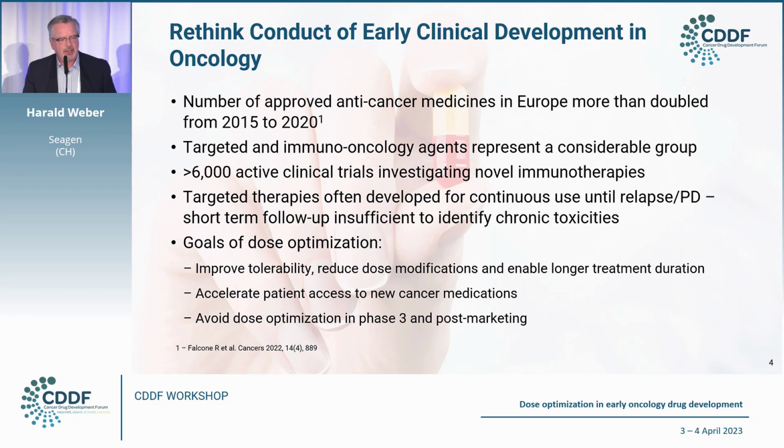So if we rethink how we conduct early clinical development in oncology today, I think the current situation is characterized by significant changes, as you all know. The number of approved anti-cancer medicines in Europe has more than doubled in only 5 years. And many of these agents are targeted agents, new molecules, with new modes of action characterizing these new drugs. And we have, at the moment, according to clinicaltrials.gov, more than 6,000 active clinical trials investigating only novel immunotherapies. So there is clearly a very high need to look into those optimization efforts in more detail.